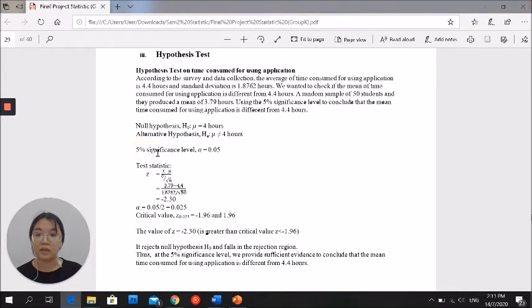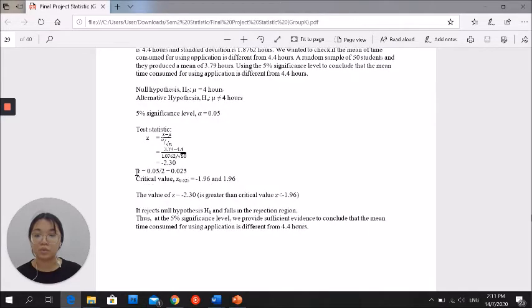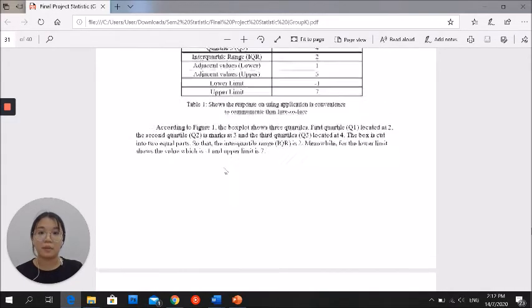Then we set the 5% significance level. Then we calculate the critical value and find the value of z. The value of z is negative 2.3, which is less than negative 1.96, so we reject the null hypothesis and it falls in the rejection region. So we can provide sufficient evidence to conclude that the mean time consumed using applications is different from 4 hours. Okay, for my part, thank you.